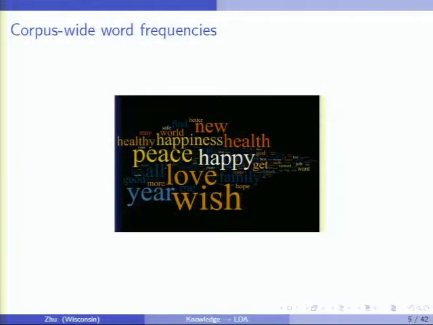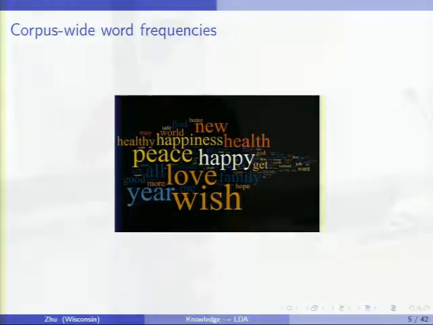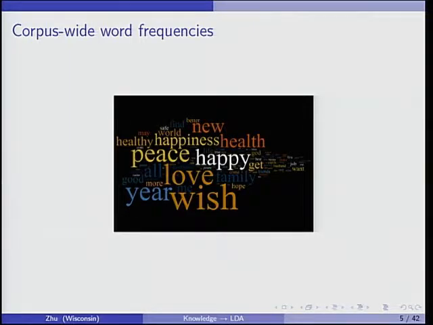Now, as we are all familiar with, if you do a, can we lower the lighting a little bit? Yes. What you're seeing here is a simple frequency analysis of the whole corpus. Can people see that? It's okay. As you can imagine, the word wish is very frequent. Peace, love, happy, and so on and so forth. But it has many things mixed in it, right?